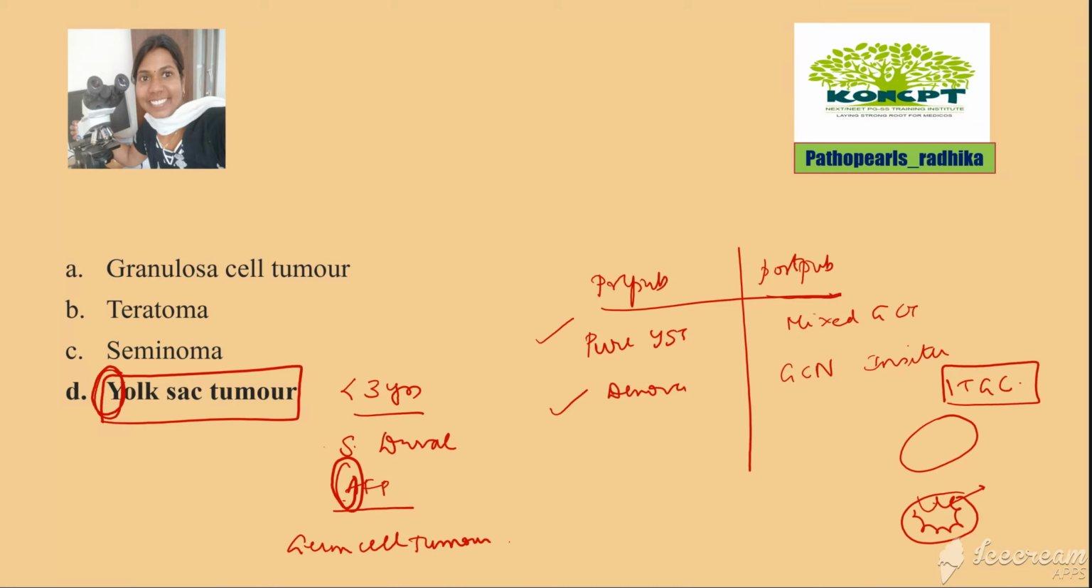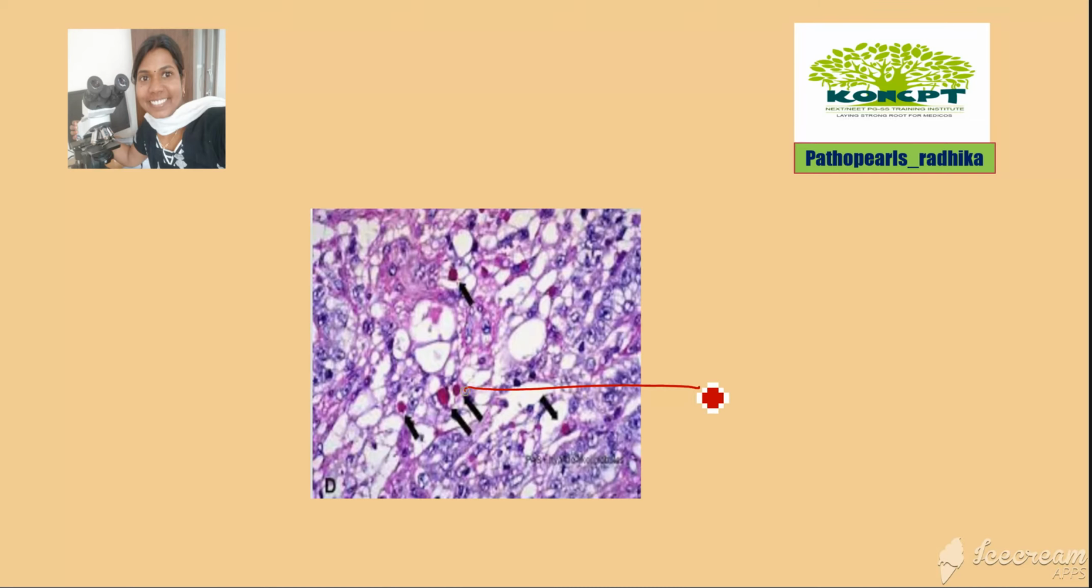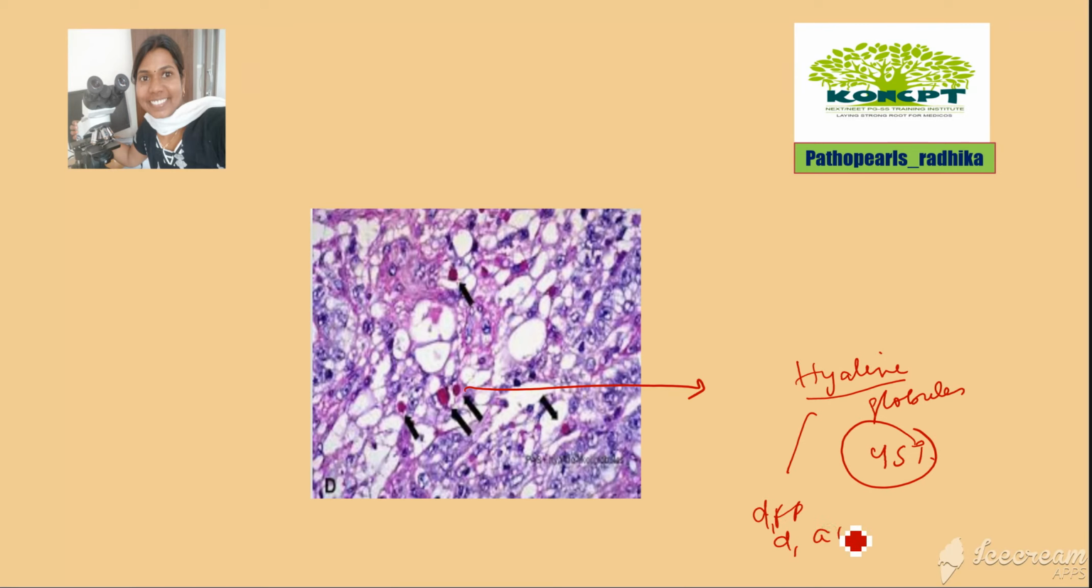One more thing is, they can have some eosinophilic globules. These are called hyaline globules. This was a question in a central institute exam 2 years back. Hyaline globules are seen in yolk sac tumor. And what does this hyaline globule contain? They have alpha fetoprotein and alpha 1 antitrypsin. So this is about yolk sac tumor.